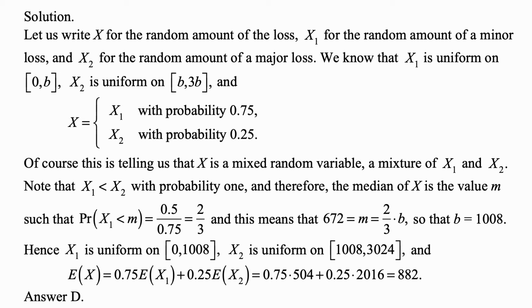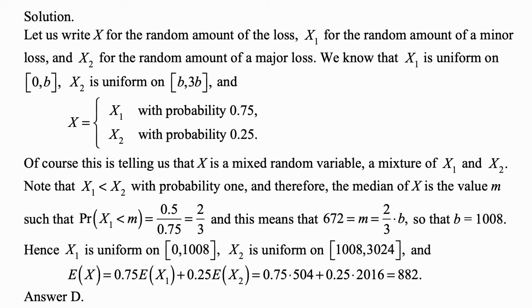And remember, for a uniform distribution, the midpoint of the interval where that one-dimensional uniform has positive density is the mean. So the midpoint of 0 to 1008, which is 504, is the mean of X1, and the midpoint of 1008 to 3024, which is 2016, is the mean of X2.